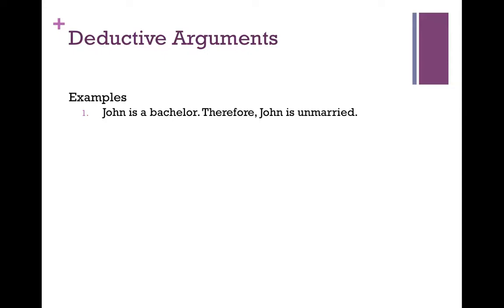I want to give you some examples of deductive arguments because I think this will make matters a little clearer. So here's an example of a deductive argument. John is a bachelor, therefore John is unmarried. Now, if the premise here, John is a bachelor, is true, is there any way for the conclusion to be false? And the answer is no. The conclusion is 100% guaranteed. Why is that? Well, because a bachelor, by definition, is an unmarried male. So the conclusion necessarily follows from the premise.